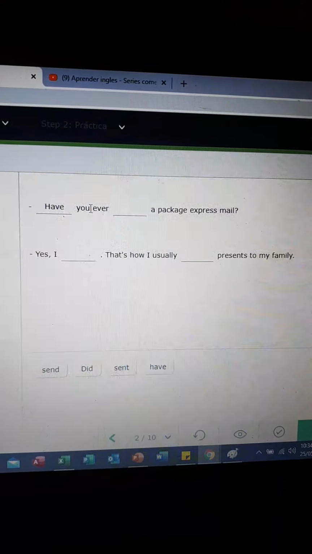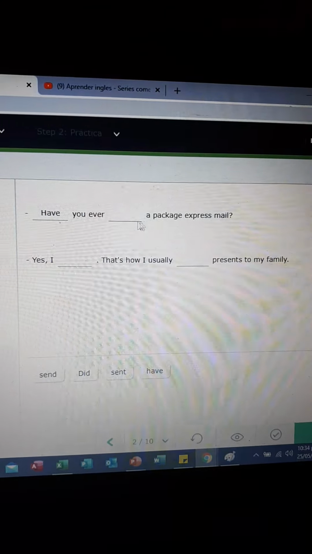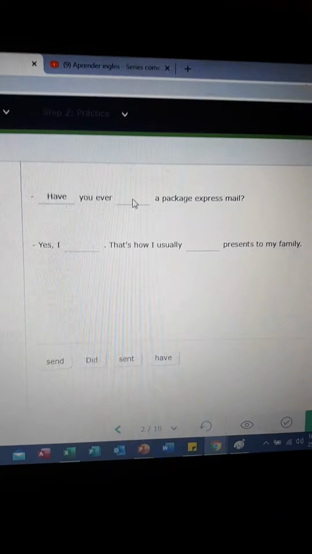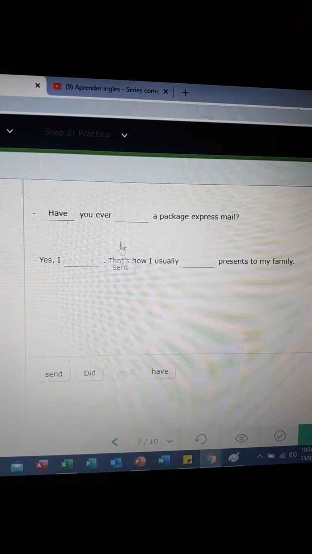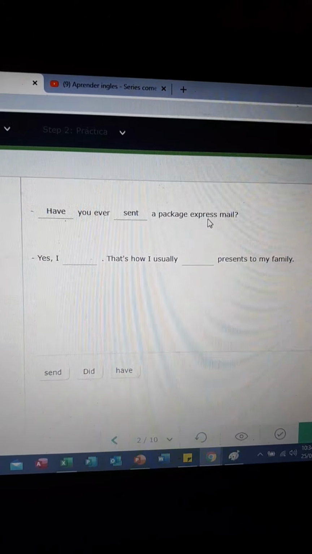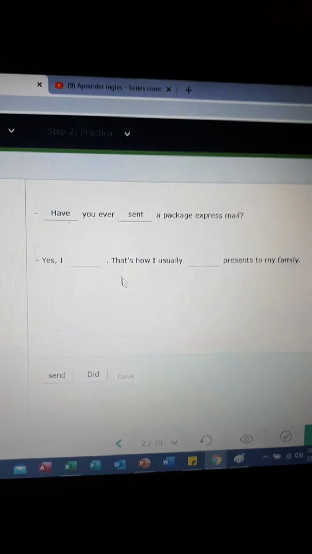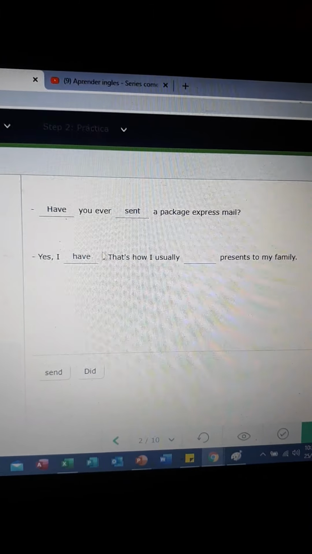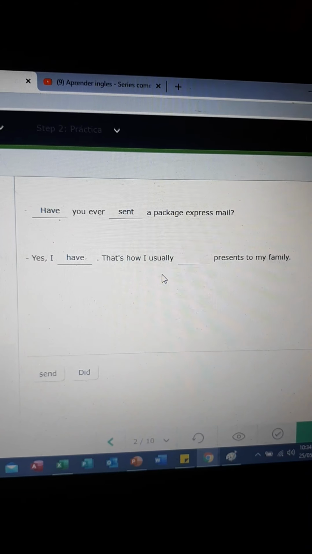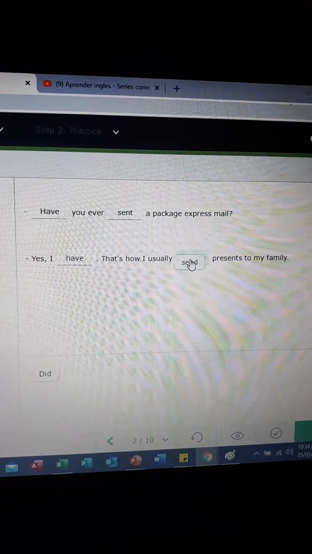Like this is in present perfect. Have you ever? How is the action? In past participle. Have you ever sent a package express mail? Yes, I did, no, because we're working with have. Yes, I have. Sí, sí lo he hecho. That's why I usually what? Send presents to my family.